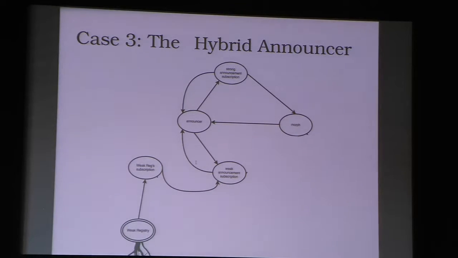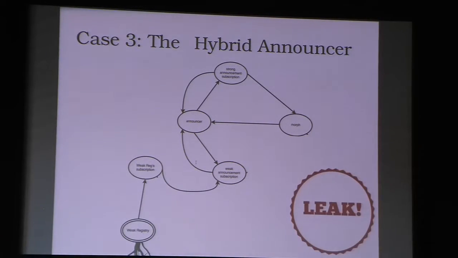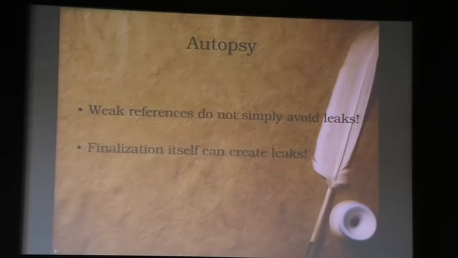It's a complex example. We tried to simplify it a lot to show it, but it's a really strange case where, when you are using weak references, you are actually creating the memory leak. So that was a fun case. So this leaks. Yes. The autopsy that we did from these cases is that weak references do not simply avoid memory leaks. That's not true. So if somebody was using them trying to say, I am avoiding memory leaks, be a bit careful with that. And also finalization itself can create leaks.